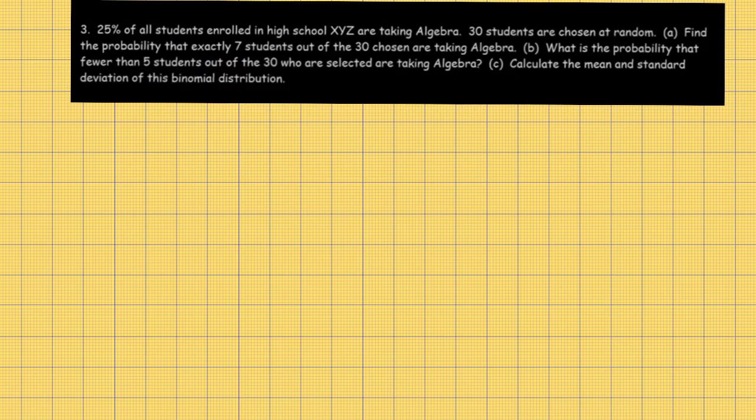Example 3. 25% of all students enrolled in high school XYZ are taking algebra. 30 students are chosen at random. A. Find the probability that exactly 7 students out of the 30 chosen are taking algebra. B. What is the probability that fewer than 5 students out of the 30 who are selected are taking algebra? C. Calculate the mean and standard deviation of this binomial distribution.